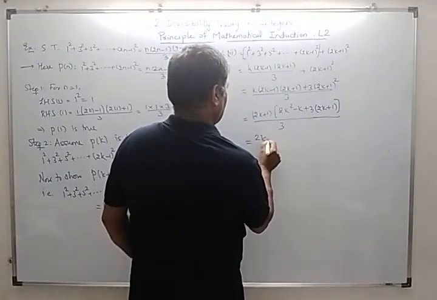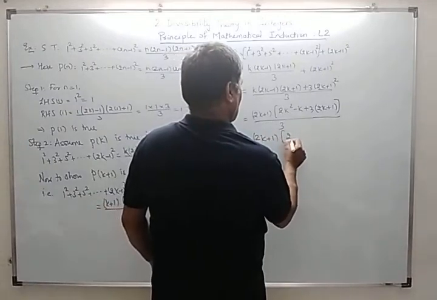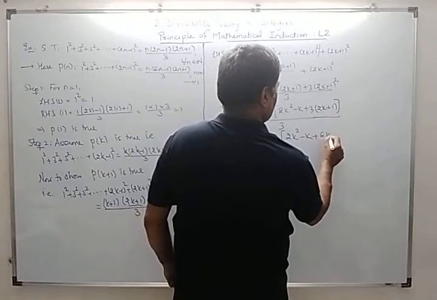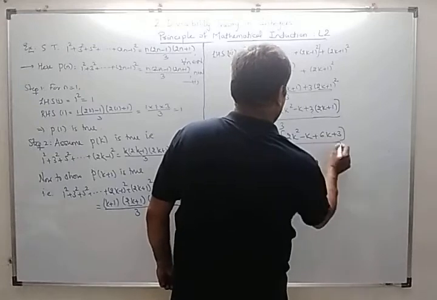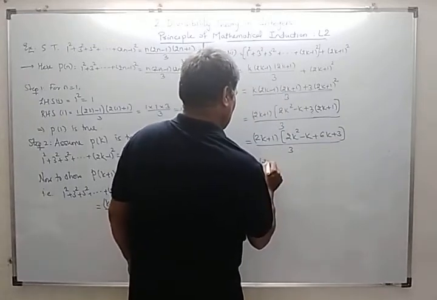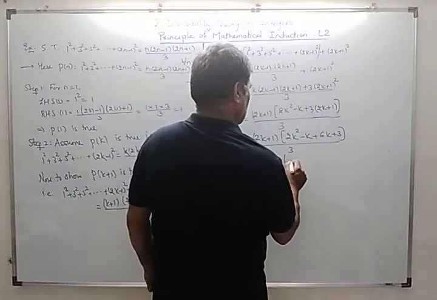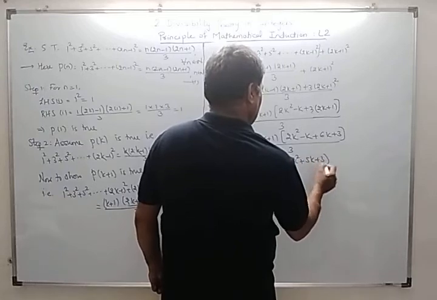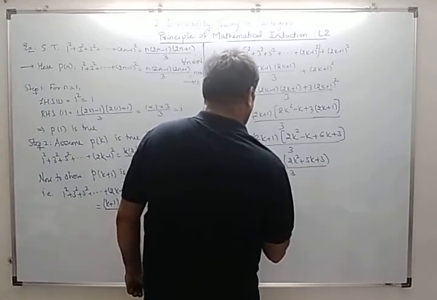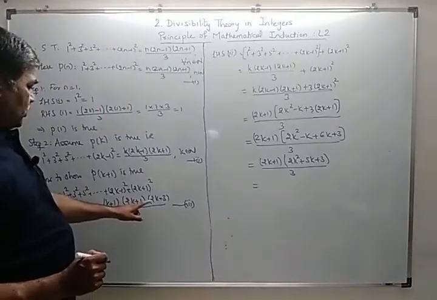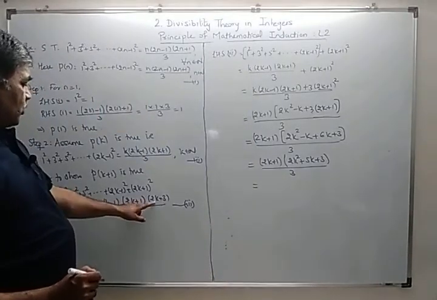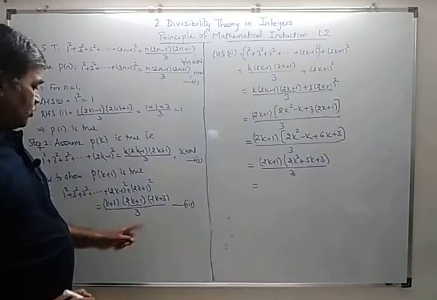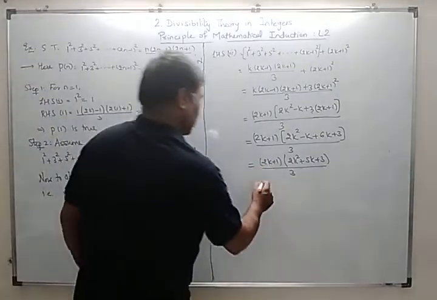So 2k plus 1, 2k square minus k plus 6k plus 3 upon 3, which is nothing but 2k plus 1 into 2k square plus 5k plus 3 upon 3. Now if you observe here, the product of k plus 1 into 2k plus 3 gives 2k into k, that is 2k square, this is 3k, this is 2k, 5k, 3. So k plus 1 and 2k plus 3 are factors of that.